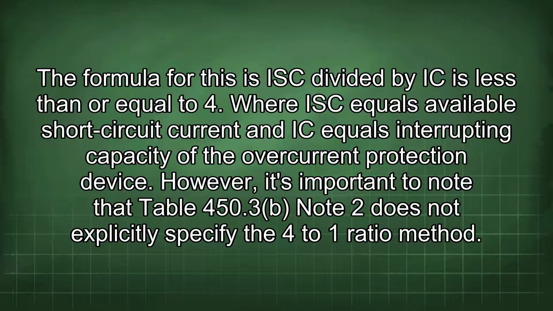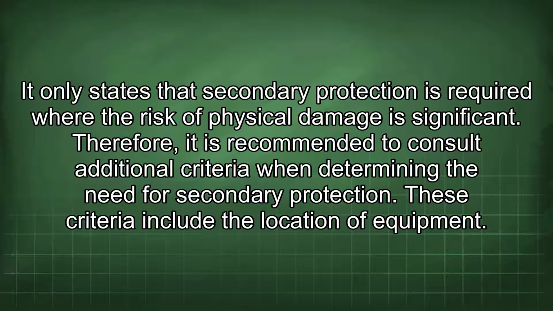However, it's important to note that Table 450.3 Note 2 does not explicitly specify the 4:1 ratio method. It only states that secondary protection is required where the risk of physical damage is significant. Therefore, it is recommended to consult additional criteria when determining the need for secondary protection.